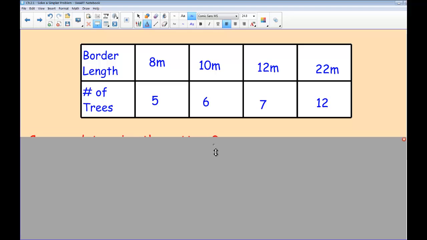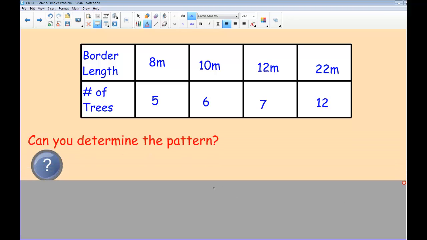Okay. So from this, can you determine what the pattern is? Now would be a good time to pause the video and see if you can come up with a general pattern that we can then apply to the larger question.